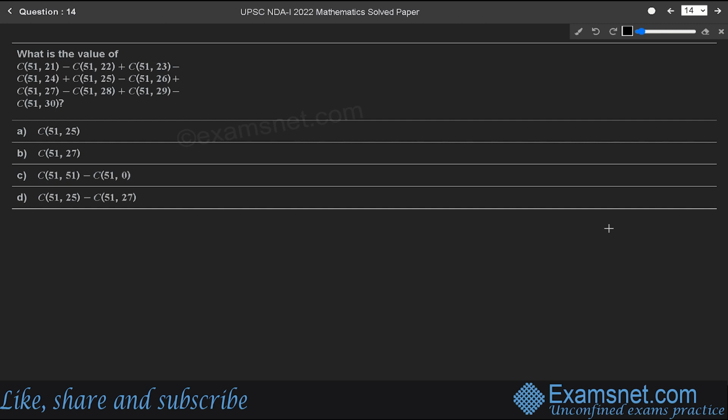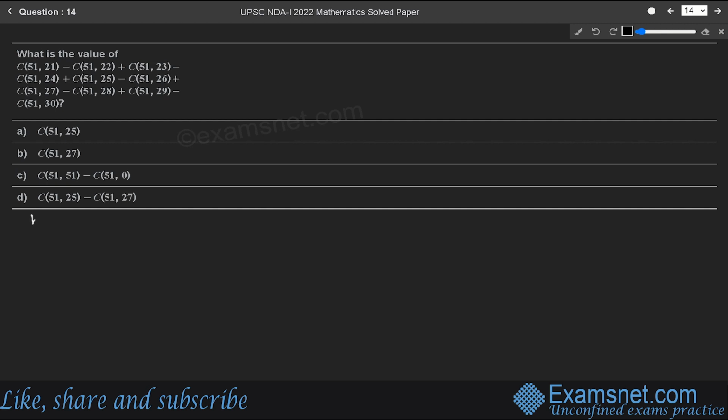By looking at this question, we think that it is a very complicated question. But no, it is a very simple question. This type of question comes from the binomial theorem. And before moving on to the solution of this question, let us understand the basic concepts.